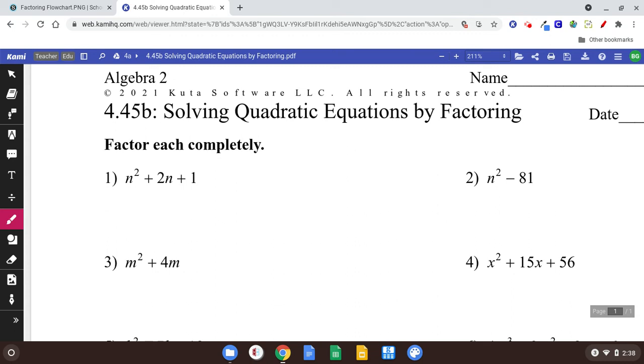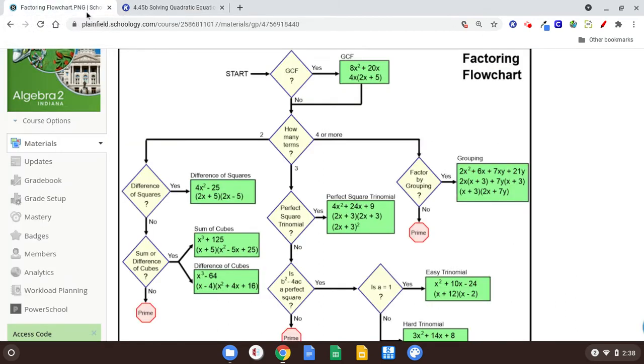4.4 and 4.5, factoring and solving quadratic equations. Look at number 1. When we first see this problem right here, we have to determine which type of problem it is. And if you can see what kind it is, that's great. If not, we go to the flowchart. We always start by asking ourselves if there's a GCF. Is there a greatest common factor?